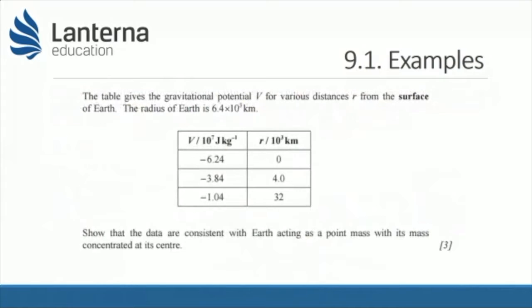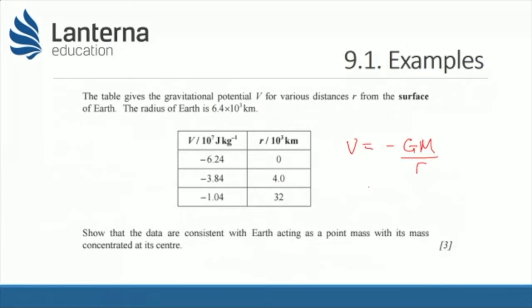Now we're going to look at some of the longer questions. So the table gives the gravitational potential for various distances r from the surface. Show that the data are consistent with the Earth acting as a point mass. So what I'd expect then is that V should equal minus GM over r.